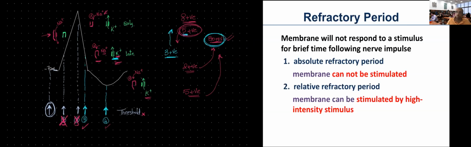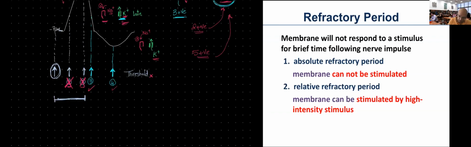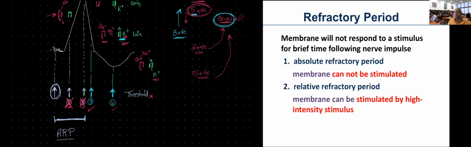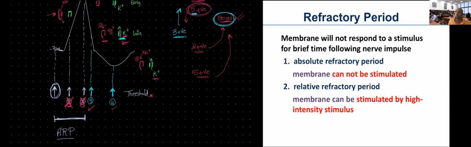All right, so what do we call this phase? The phase during which you won't be responding to any stimulus. I won't be responding to any kind of stimulation. Threshold, stronger than threshold, any stimulus, I will not be responding to. It's my absolute refractory period. It's absolute. You won't respond to any stimulus during depolarization and early repolarization.